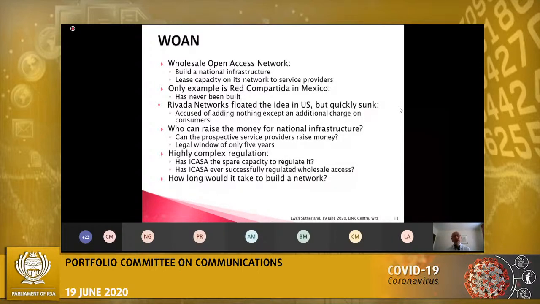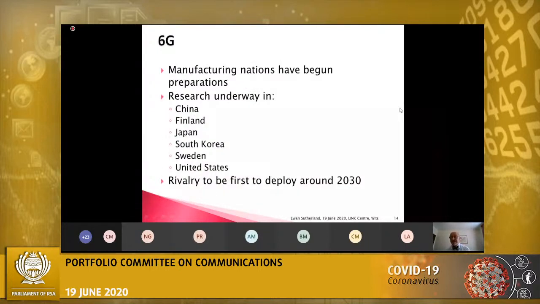6G, the manufacturing nations have begun their preparations. Research is underway in China, Finland, Japan. Finland had its second annual 6G conference a couple of months ago. Japan insists it will beat South Korea on 6G. South Korea says they will beat the Japanese. Sweden is very keen. The US is very keen. The US wants to be the definitive leader in this. And the rivalry is over who is first to deploy, around 2030.